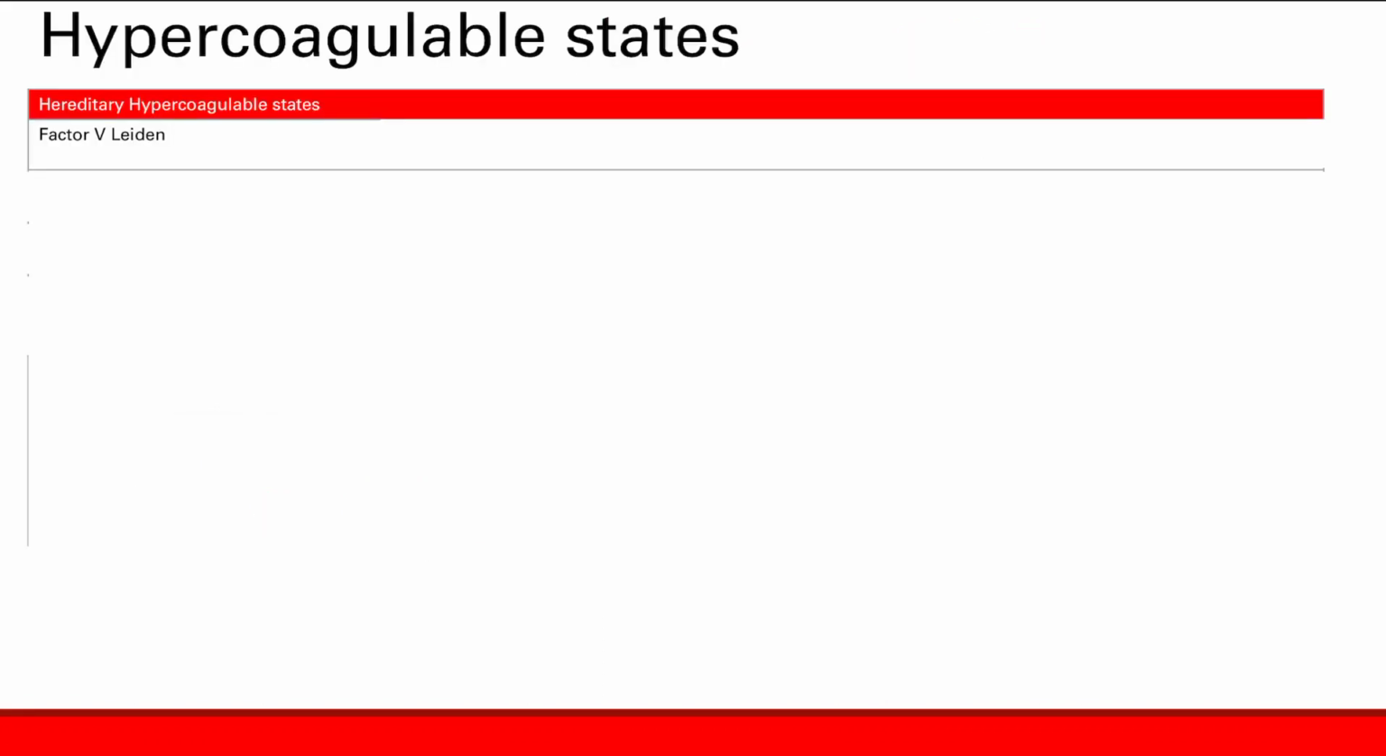So the first one is factor V Leiden. This is a problem where you have a factor V that protein C and S can't cleave. And this is the most common inherited cause of hypercoagulable state. Remember, protein C and S, what do they normally cleave? They normally cleave factor V and factor 8.